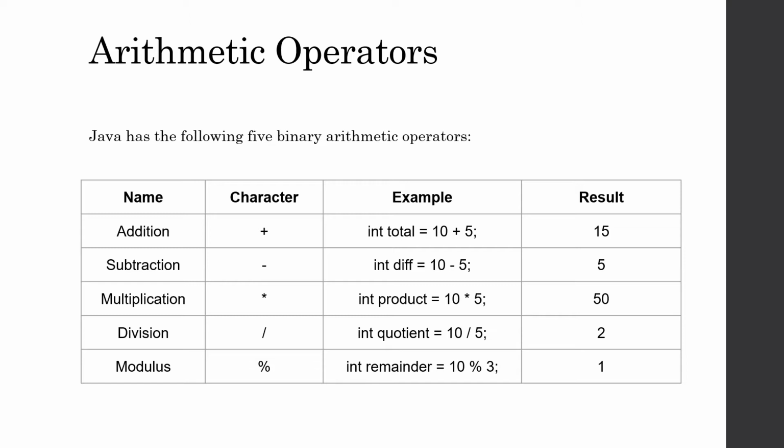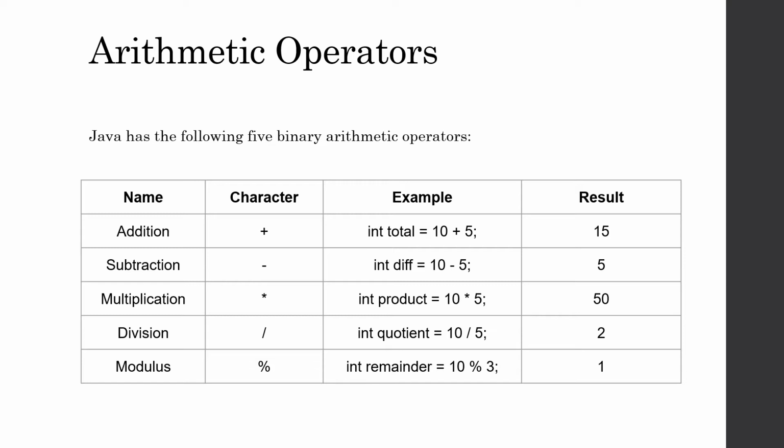And then seeing an example of each of these. So we've got things like int total is going to be equal to 10 plus 5. I've then also included the result of that operation. So if you do 10 plus 5, that would give you 15. We have int diff equal to 10 minus 5. The result is 5. Int product is equal to 10 times 5. The result there would be 50. Or an int quotient is equal to 10 divided by 5. So the result there is 2.